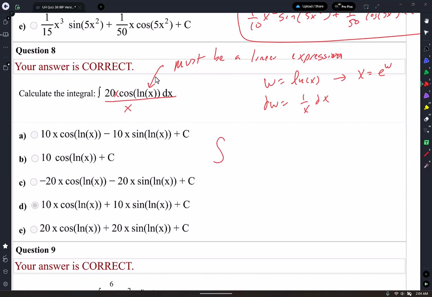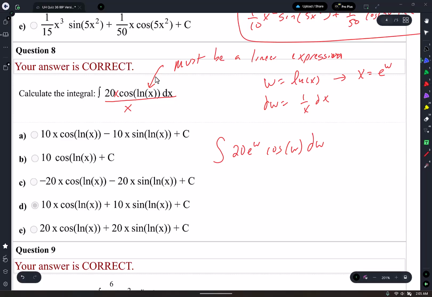So here we go. I'm going to see the 20x. And remember, we said that x is equal to e to the w. So now I have 20 e to the w, and then cosine. And then we said that ln of x was w. So cosine of w. And then 1 over x dx is dw. So dw. All right, we got it, guys. We got it how we want it to look.